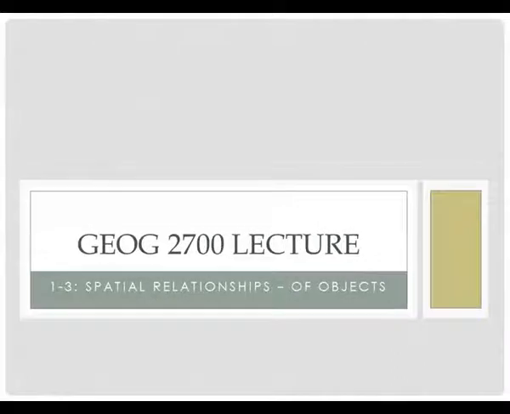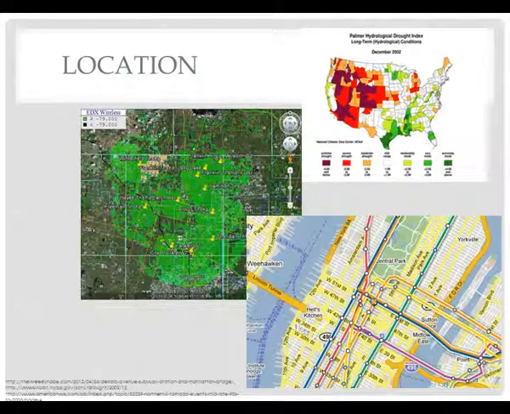In this section, we'll talk a bit about spatial relationships, how objects relate to one another. First of all, I just wanted to highlight the concept of location. As I mentioned in one of the previous lectures, the idea of location really has two different definitions: absolute and relative location. Absolute location refers to the pinpointed location that results from an XY position on the Earth's surface. Latitude and longitude, for example.